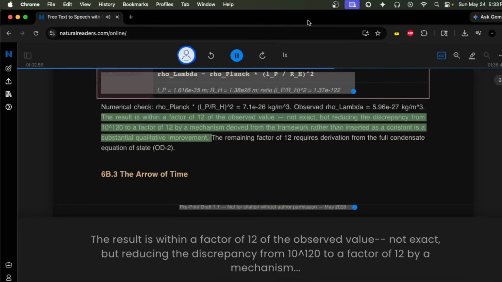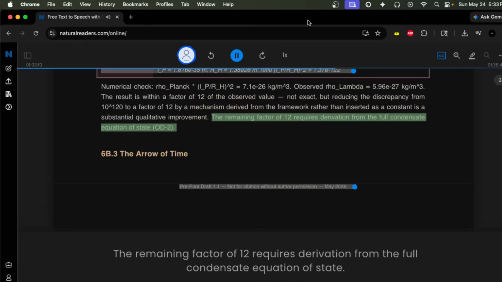to the power of 120 to a factor of 12 by a mechanism derived from the framework rather than inserted as a constant is a substantial qualitative improvement. The remaining factor of 12 requires derivation from the full condensate equation of state.